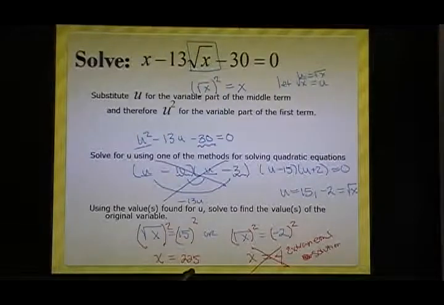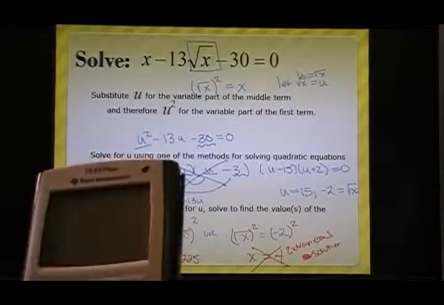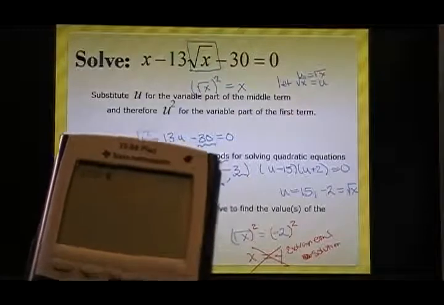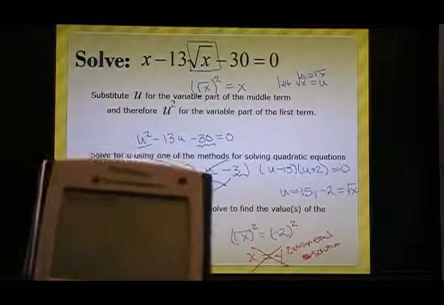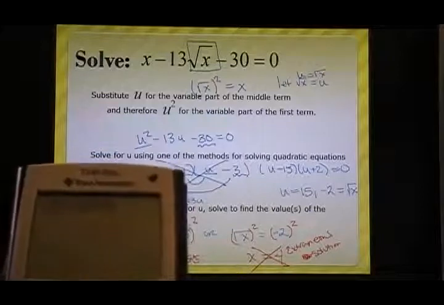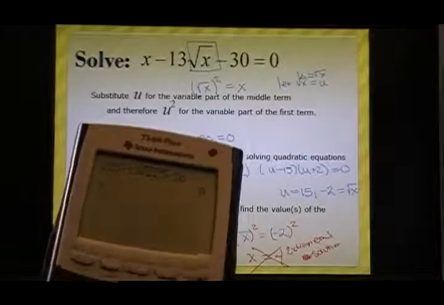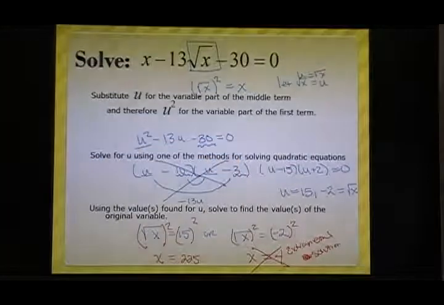If we substitute the 225 in, you will see that it does work. We'll have 225, and I can just type it all in. Can you see my calculator? 225 minus 13 times the square root of 225 minus 30, and it does equal 0, which is what we have in the equation. So 225 is a solution.